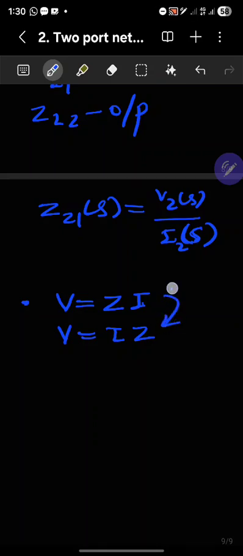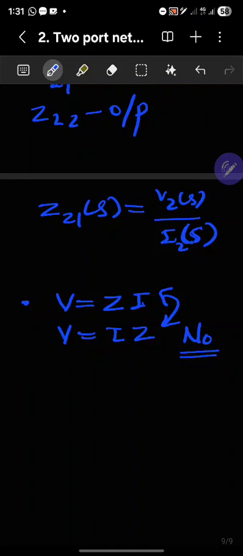One more thing we can discuss here. We told that in terms of matrix we can write V as ZI. This is the Z parameter expression in terms of matrix. Here V, Z, I all are matrices. One question, can we write V is equal to IZ? Are these two equal? The answer is no. Remember that these are matrices.